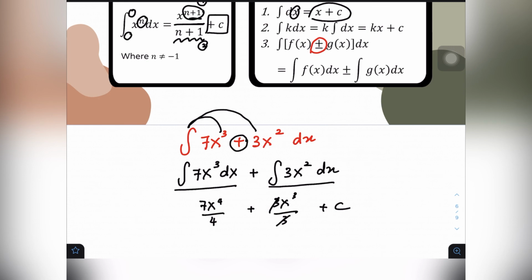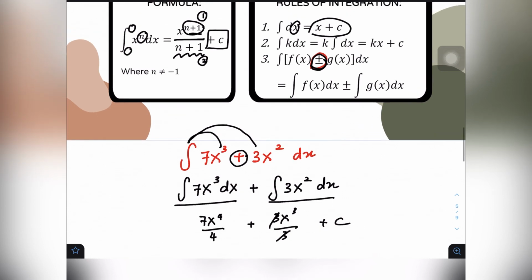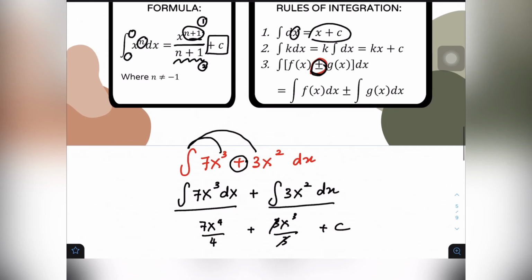It's the same thing. To inform you, if you have two different functions separated by the operation of plus or minus, you can separate both functions by giving each its own integral sign. Okay, so this one is the rule for integration. We will see a few examples after this.